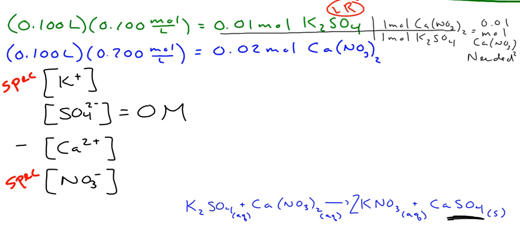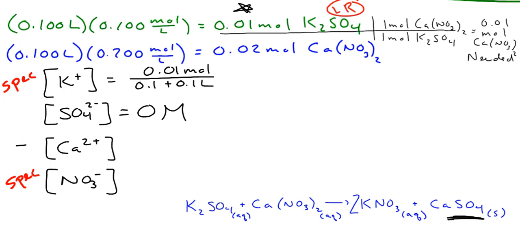So let's calculate those. Here we go. First off, you've got to have total volume. So I have 0.1 liters plus 0.1 liters, so that's 0.2 liters. And then if I look up here, here's my K plus, and this is where I'm looking right now. I have 0.01 moles of K2SO4. That's where I get the K from.